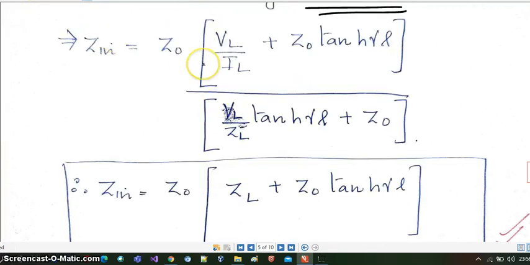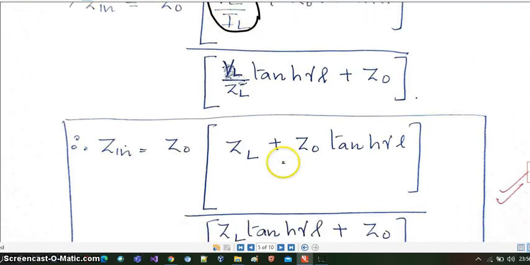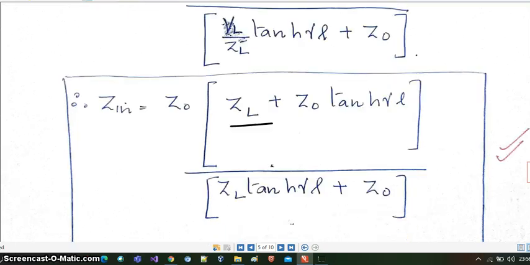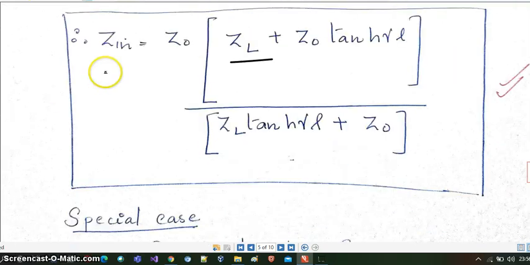Zin is equal to Z0 into VL by IL plus Z0 tanh gamma L, divided by VL by IL tanh gamma L plus Z0. And what is VL by IL? VL by IL is your ZL, which is your load impedance. So that is substituted here. The final expression is Zin is equal to Z0 into ZL plus Z0 tanh gamma L by Z0 plus ZL tanh gamma L. And this is your expression for input impedance.